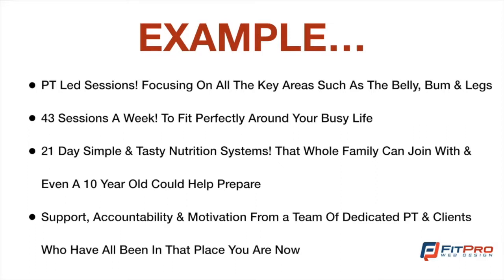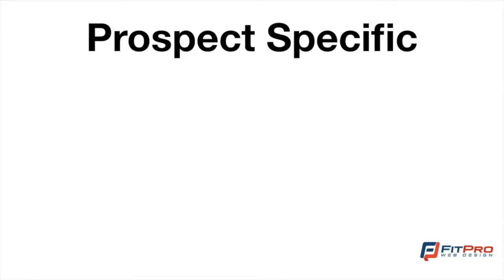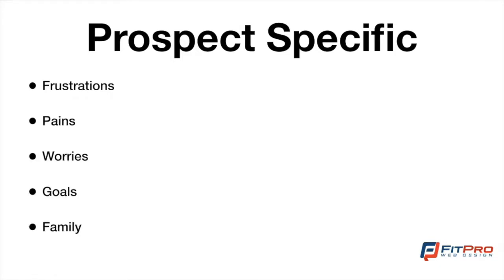So you're kind of telling them exactly what they're going to get from your program or in this advert or post. The second type of copy would be prospect specific. Yesterday we talked about frustrations, pains, worries, goals, family and desire. So we should know all these things. If you haven't done it yet, go and write all those down.